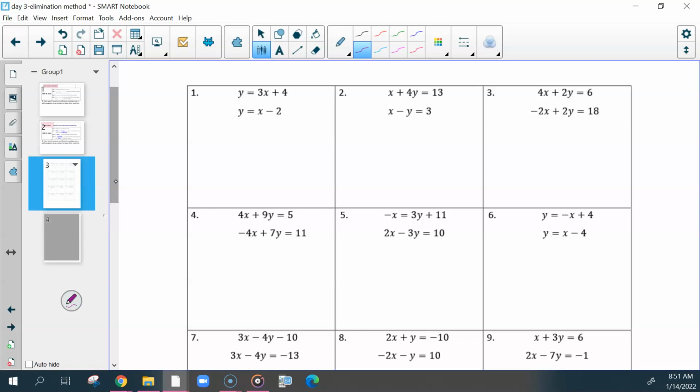In this case, the easiest one to eliminate would be our y's. Because, I'm sorry, I skipped a step. We also need to look for which one has the same or a common coefficient. So in this case, these both have a coefficient of 1. So those will be what I'm going to eliminate.